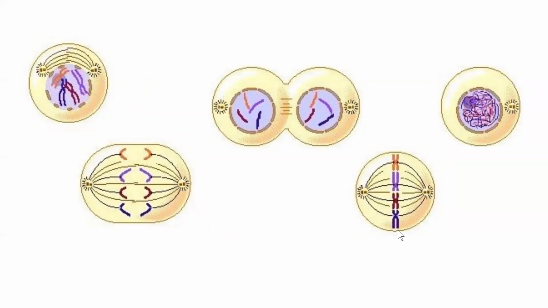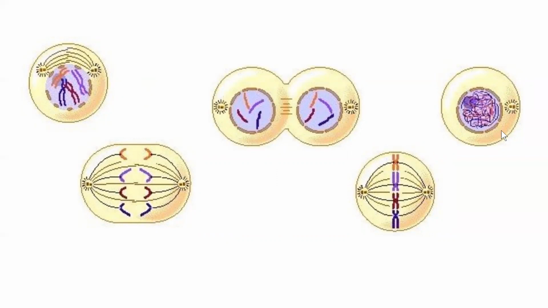All right. Lined up in the middle, that must be metaphase. My chromosomes are being pulled apart. That's going to be anaphase. My cell is showing its nuclear envelope coming back and it's almost ready to do cytokinesis. That means this is telophase.